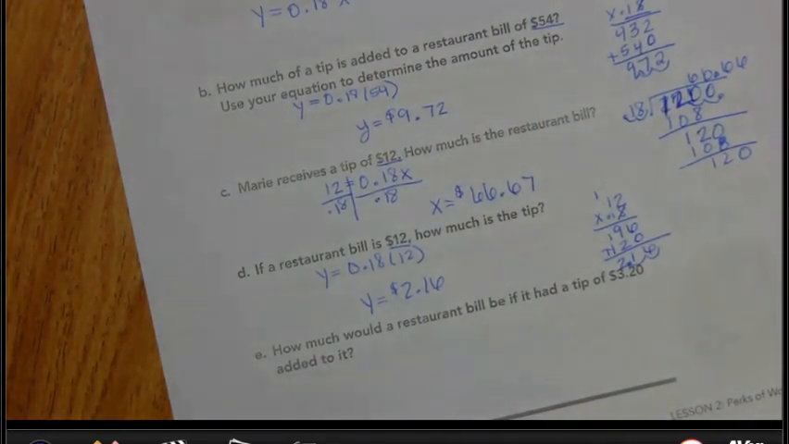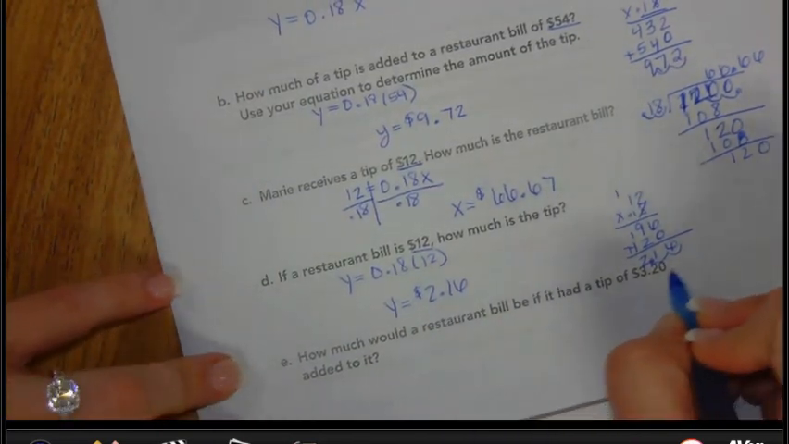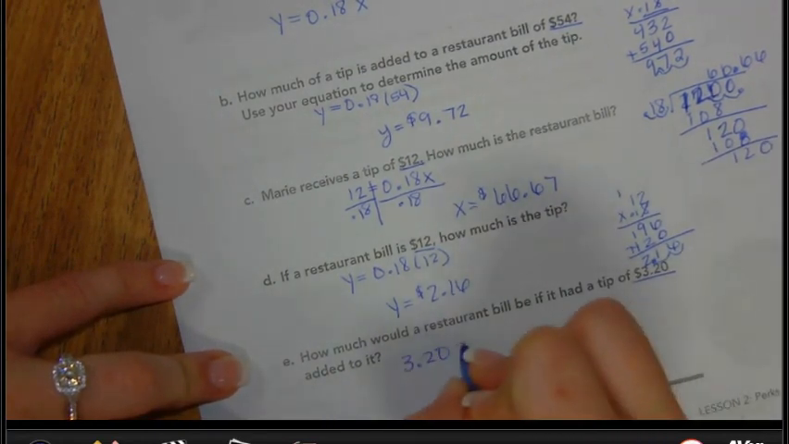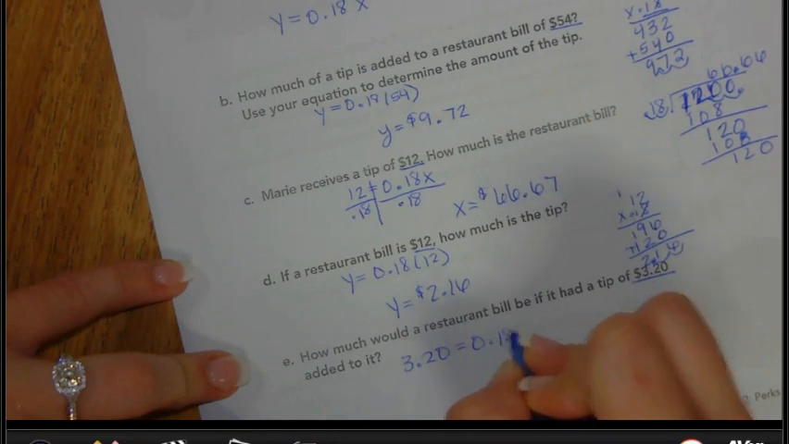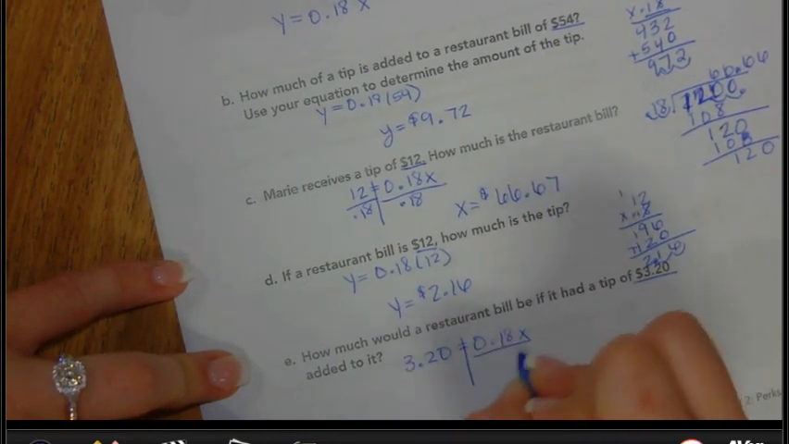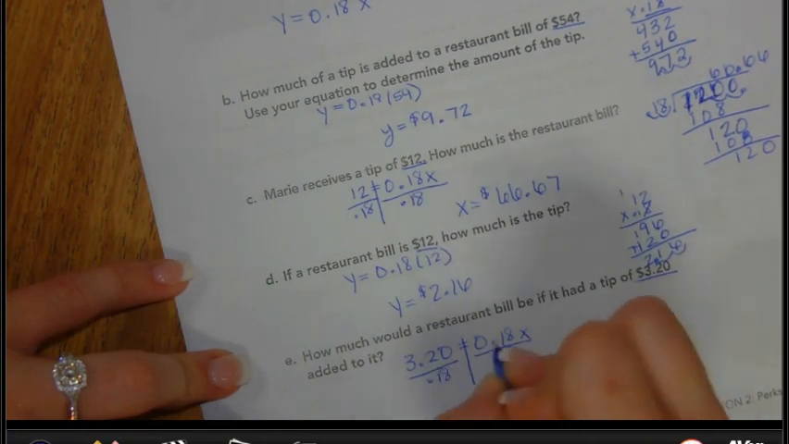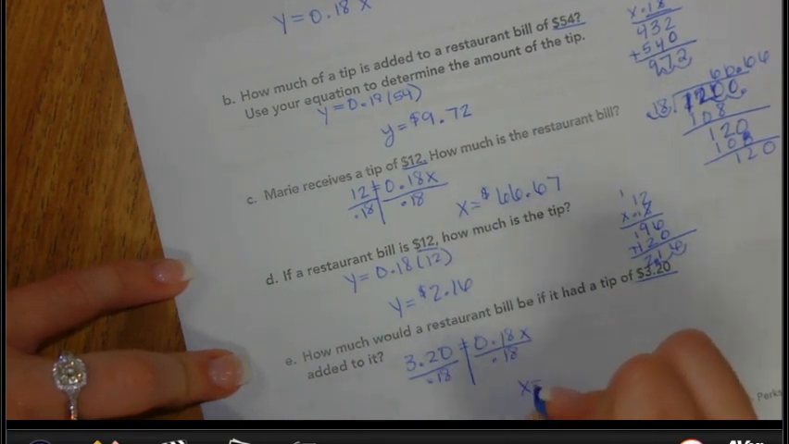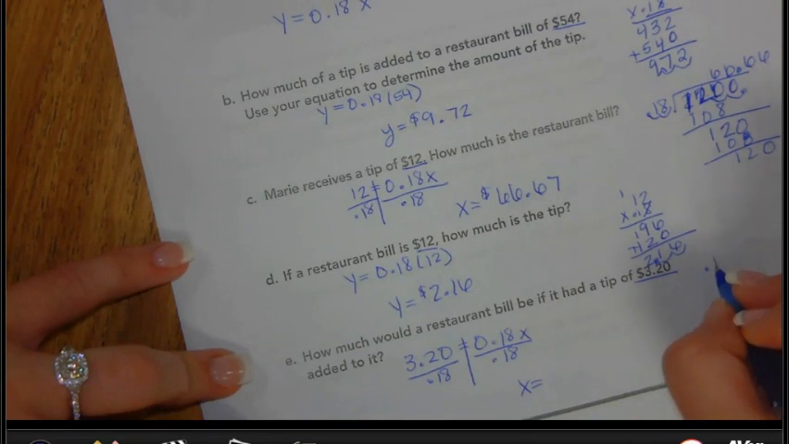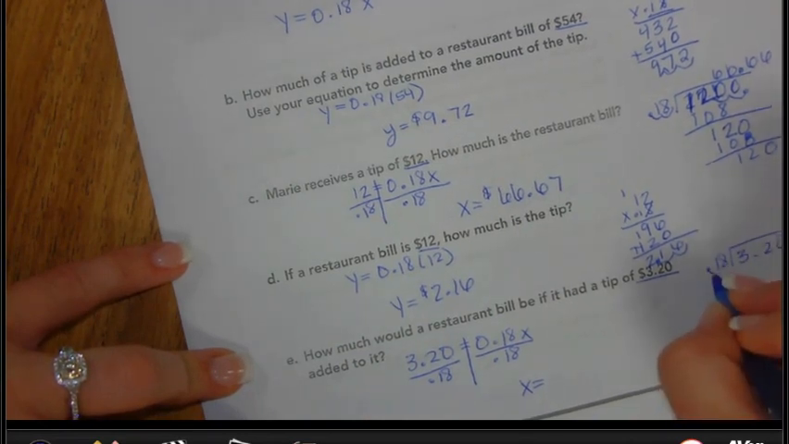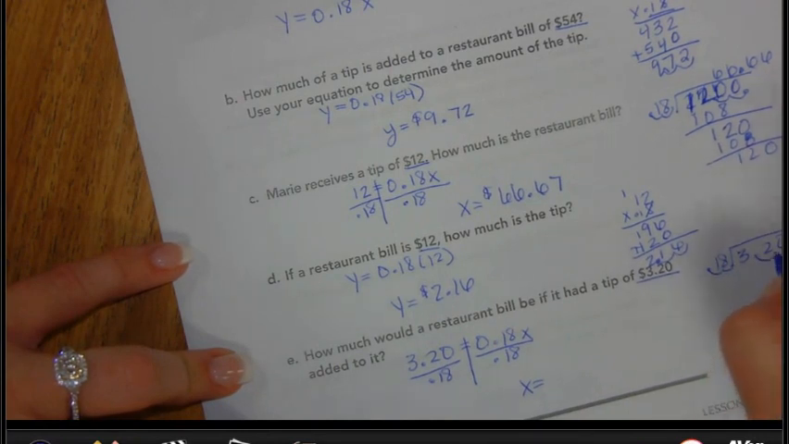All right. How much would a restaurant bill be if your tip was $3.20? So I'm going to plug in 320 for my tip spot, which is Y, is equal to 0.18X. To get X by itself, to see how much our bill was, I'm going to divide both sides by 0.18. So I'm going to have 0.18, and see if I can do this right, 320. I'm going to move it 2 times outward. I'm going to do the same thing on the inside.